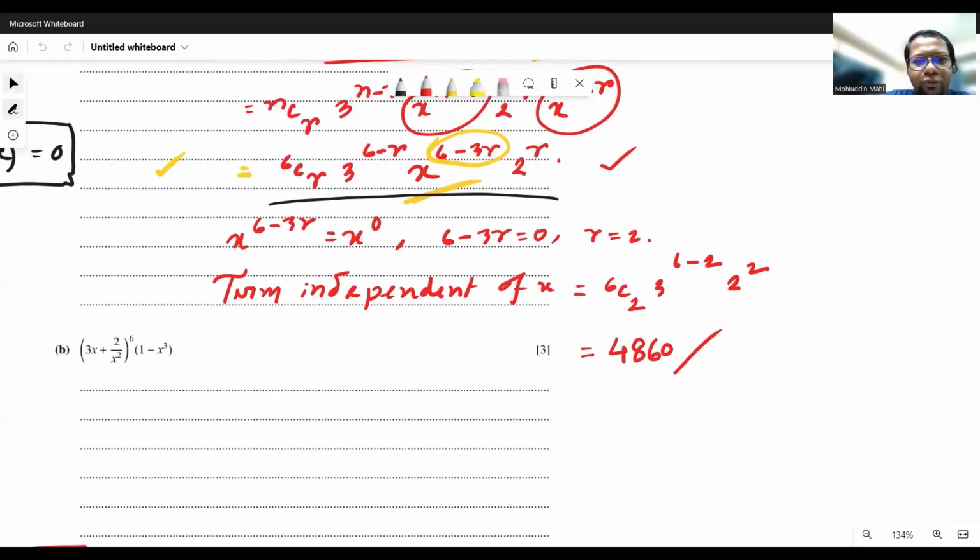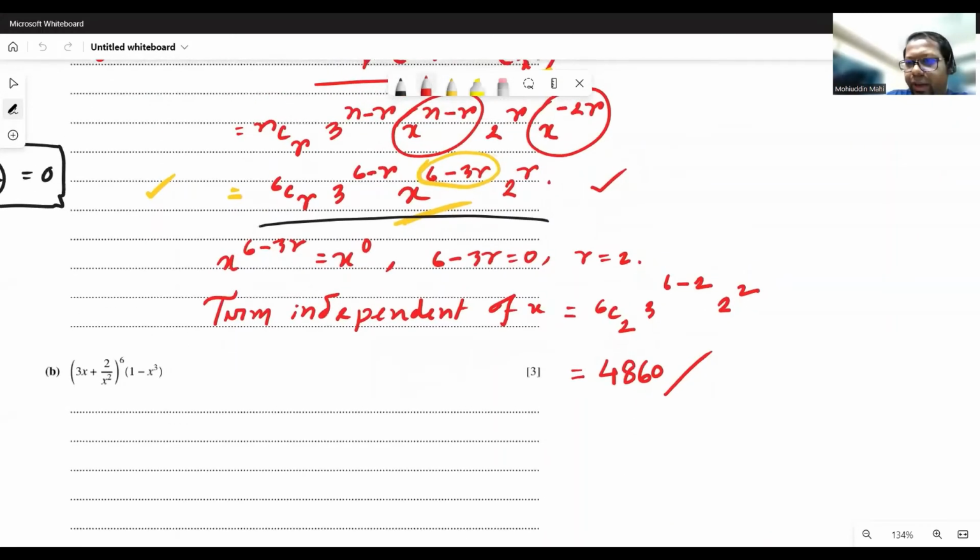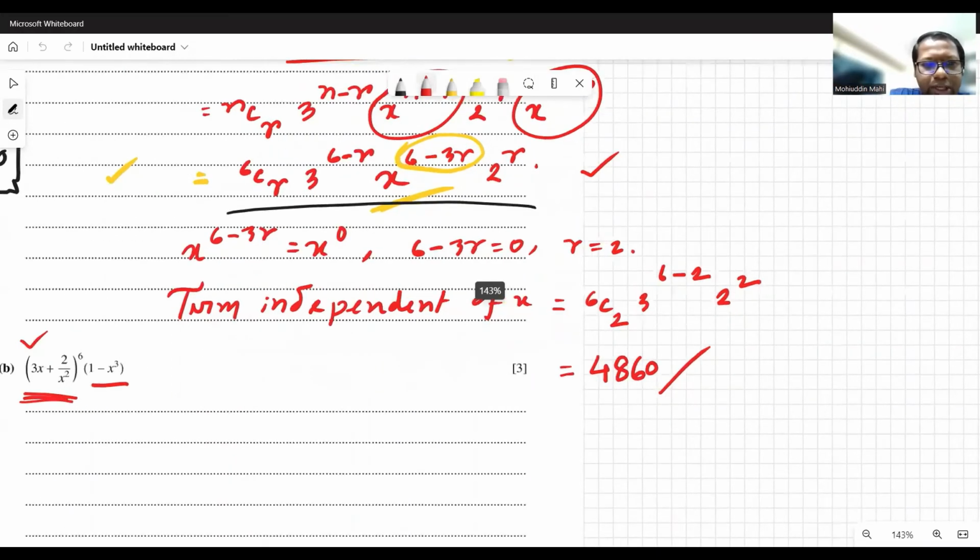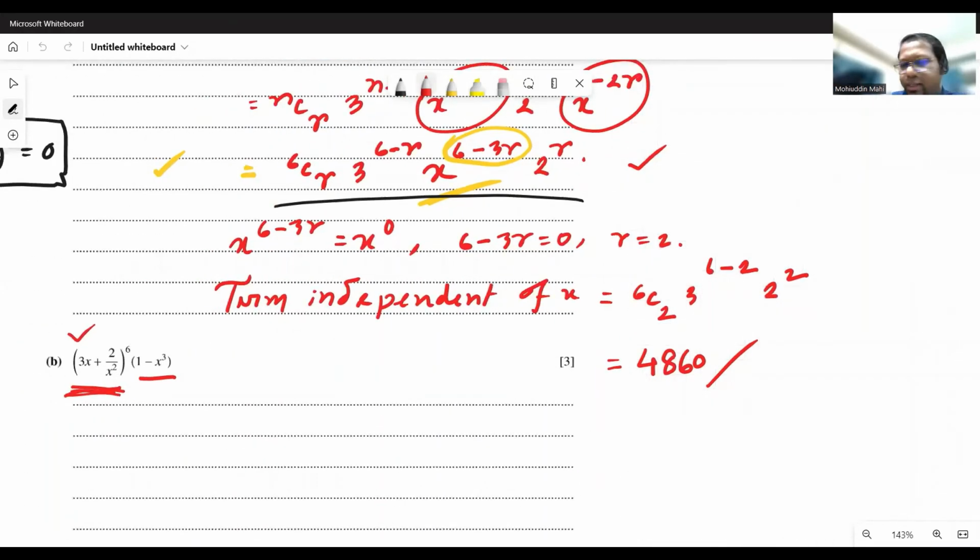Now here we also have to find out the term independent of x, but here we can see that with the previous expression there is another factor, 1 minus x cubed. So we have to find out the term independent of x as a whole. Okay. So now think about it. In the first expression, 3x plus 2 by x squared to the power 6, we have got 4860 as the term independent of x.